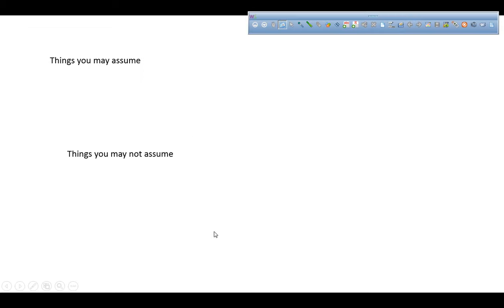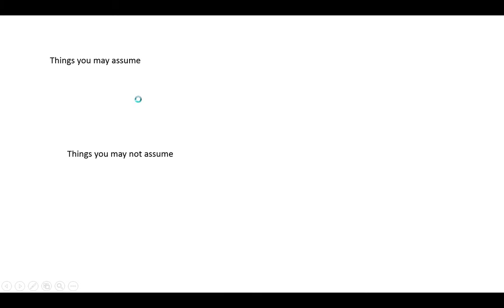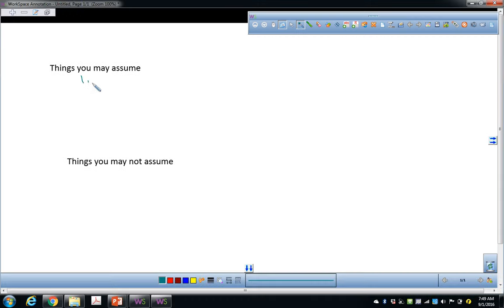Here we are. So, things you may assume. In geometry, a lot of things look like certain things, but you can't just say they are. In geometry, you kind of have to prove everything. So some things that you can assume are that lines are straight. That's not much of an earth-shattering assumption. Lines are straight.